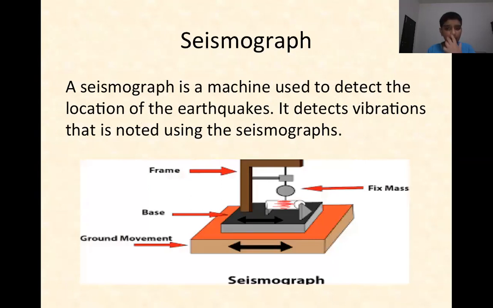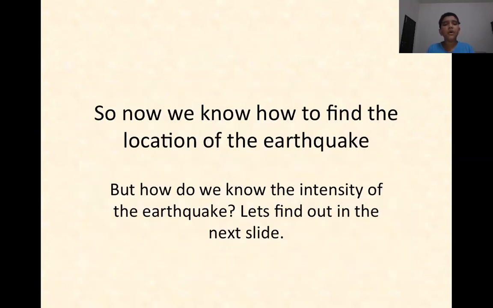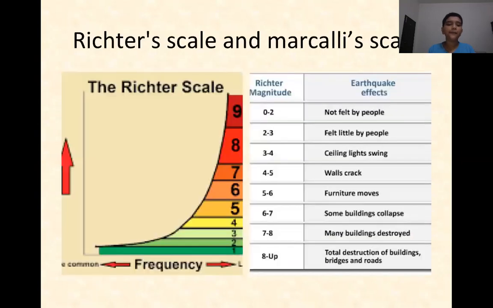Seismograph. A seismograph is a machine used to detect the location of the earthquake. It detects vibrations that are noted using the seismograph. This is the diagram of a seismograph which is used to detect the location of the earthquake. So now we know how to find the location of the earthquake. But how do we know the intensity of the earthquake? Let's find out in the next slide.